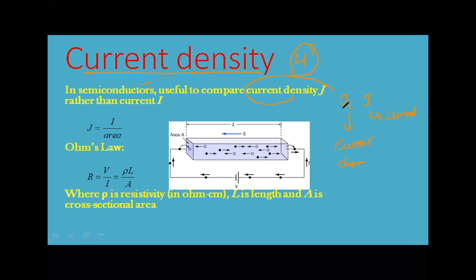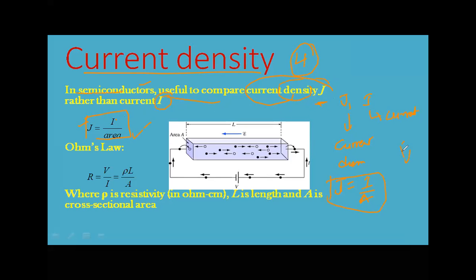What is the relation, sir? Simply, current density is equal to current per area. You should remember this relation. Current density is defined as current passing through unit area. In a semiconductor, it is very useful to compare the current density and current. Current is actually the flow of charge. Current density is how much charge is passing through per unit area.